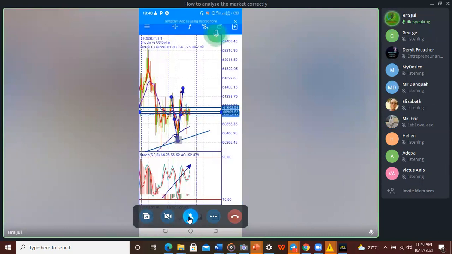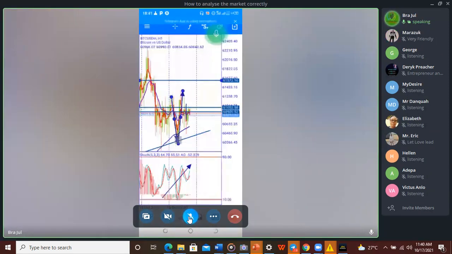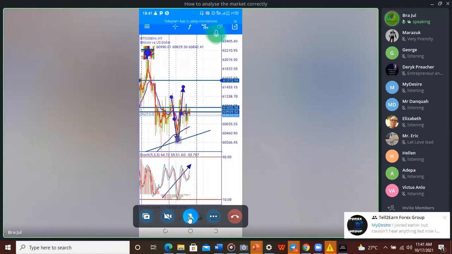So it reversed to the upper side and started moving up from this particular level to this level. So that is the support level. When you are entering a trade at this support level, maybe the market can still come down a bit before shooting upwards in your favor.